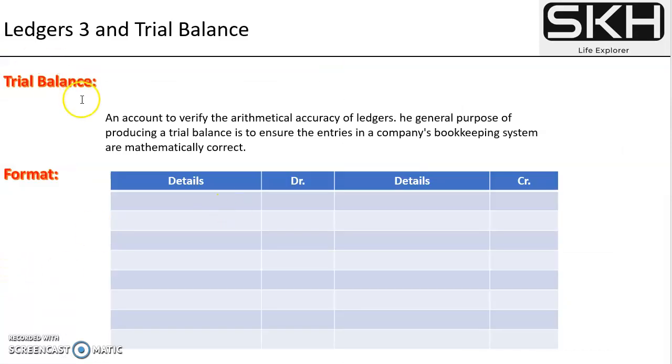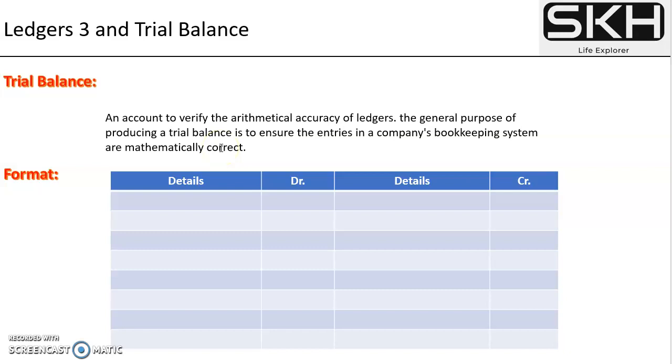So what is trial balance? Trial balance is an account which helps us to check the arithmetical accuracy of the ledger. The purpose of the trial balance is to see whether we have recorded our transactions mathematically correct.